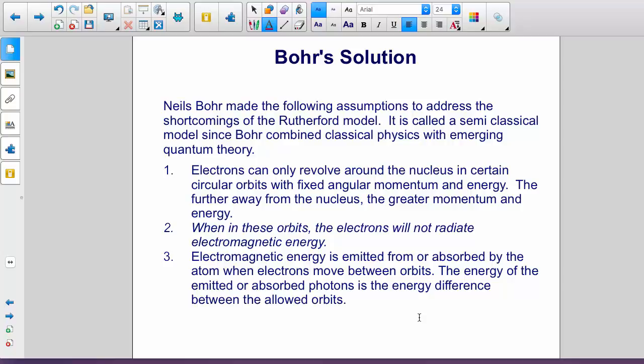Number 2. When in these orbits, electrons will not radiate electromagnetic energy. 3. Electromagnetic energy is emitted from or absorbed by the atom when electrons move between the orbits. The energy difference of the emitted or absorbed photons is the energy difference between the allowed orbits.